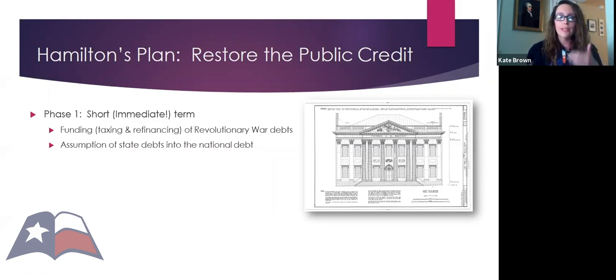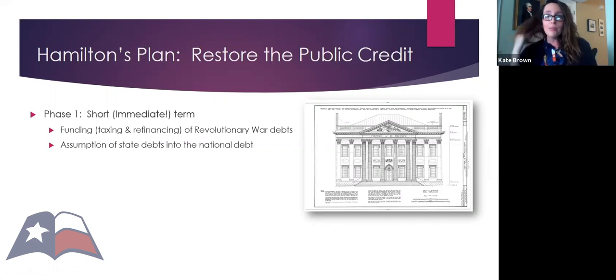So let's take the taxing component of this first. As I mentioned on the previous slide, one of the great things about the US Constitution is that it gives the national government clear power to act where appropriate. And the taxing power in the US Constitution is almost unlimited, almost. But for our purposes today, it's pretty much unlimited, where Congress and Hamilton can propose all sorts of taxes to raise revenue.